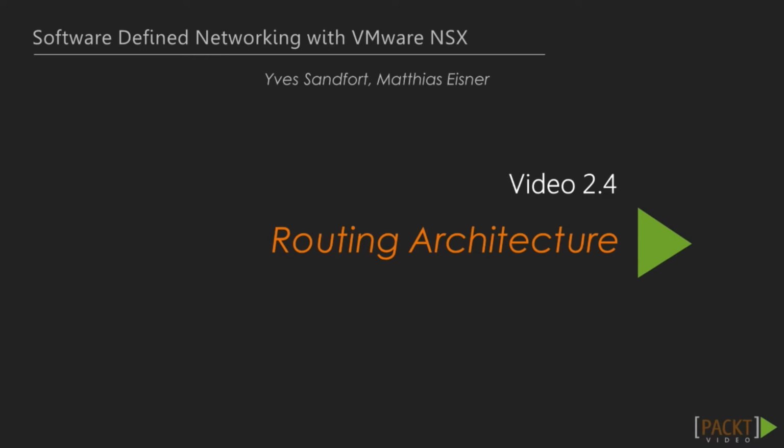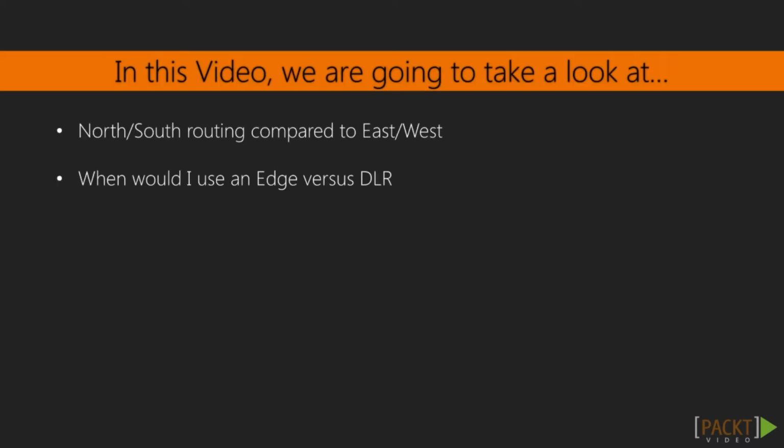Welcome to this video within Software-Defined Networking with NSX, talking about the routing architecture in NSX. In this video, we're going to take a look at north-south routing compared to east-west and what that basically means within NSX. And then we're going to talk about when do we use edges or DLRs, or are we going to use these two together?